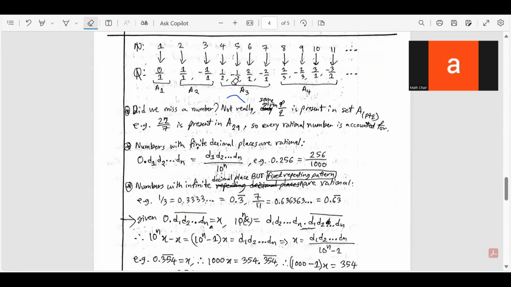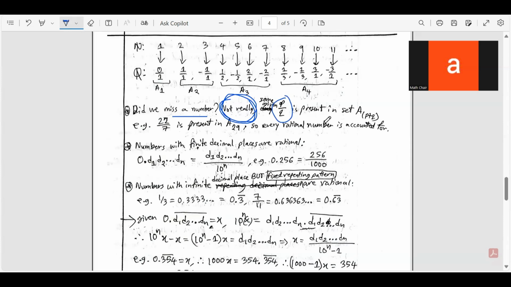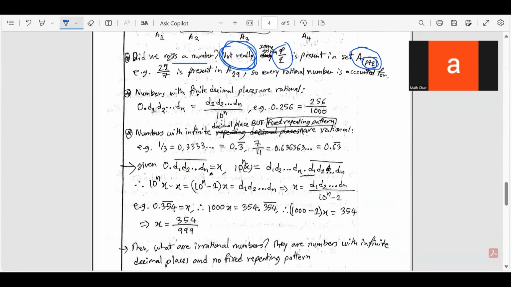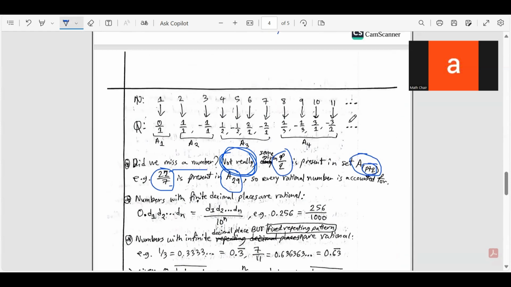So you might ask, well, if I count in this manner, what if I miss a number? Well, we won't really be missing any numbers. And why so? Well, for starters, given a rational number p by q, it will be present in the set A p plus q. And how do I know that? For example, consider the number 22 by 7. The sum of 22 and 7 is 29. So this number is present in the set A29. So somewhere further along these lines, I just keep going, and then somewhere there is A29.